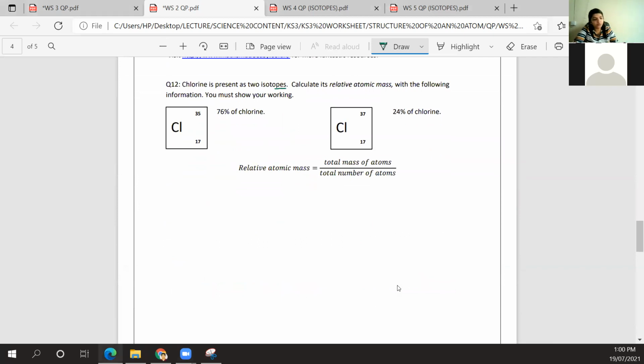Chlorine is present in two isotopic forms. In this question, they have given chlorine as having two isotopes. Calculate its relative atomic mass, which can also be called average atomic mass, with the following information. Chlorine 35 is 76% and chlorine 37 is 24%. To be precise, it is actually called average atomic mass only, because relative atomic mass is a different concept.